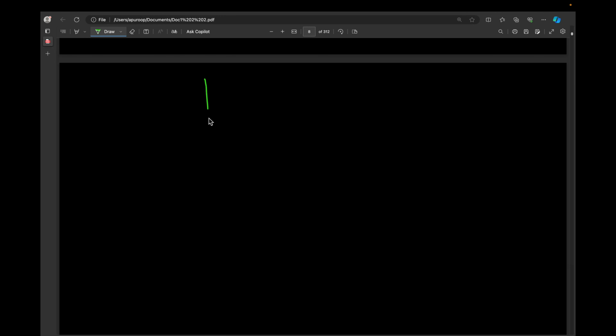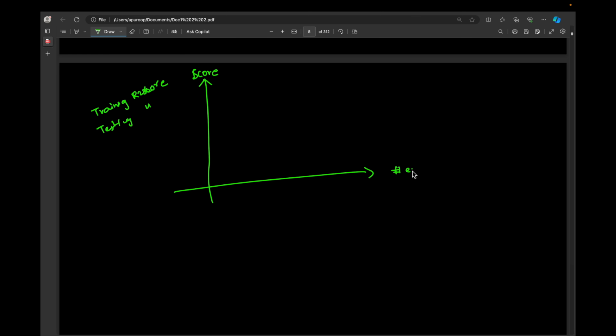So if you guys remember, in the last video, we discussed R2 score. So let's say this is our score. And in score also, we have two things, right? One is training score, training R2 score. And similarly, we have testing score, right? So there are two things: one is training score and testing score. Okay. And this is, let's say, the number of epochs.